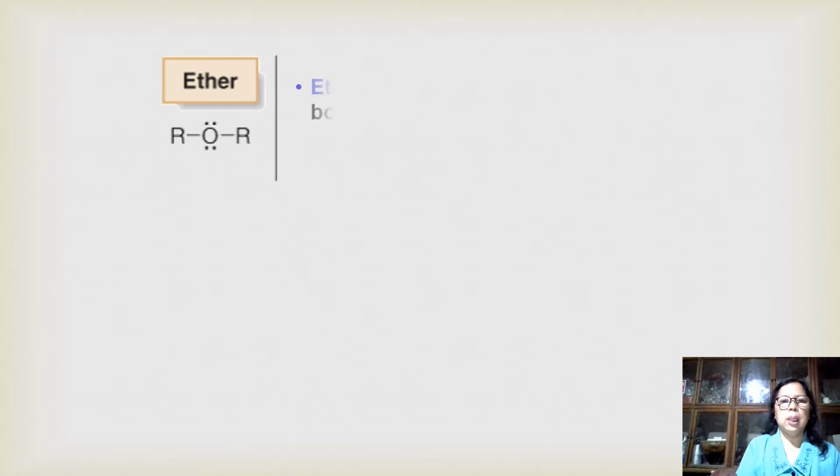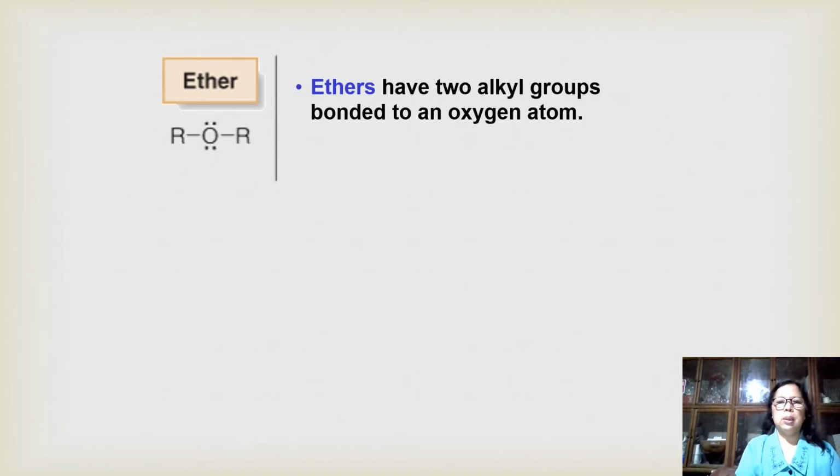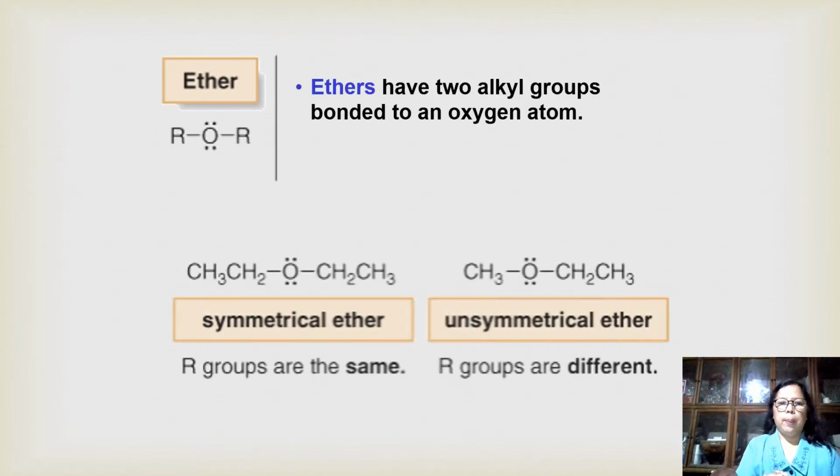And then you have also ether. The ether contains two alkyl groups. And then we have symmetrical ether. The symmetrical ether has the same alkyl group, whereas for unsymmetrical, the alkyl group could be different.